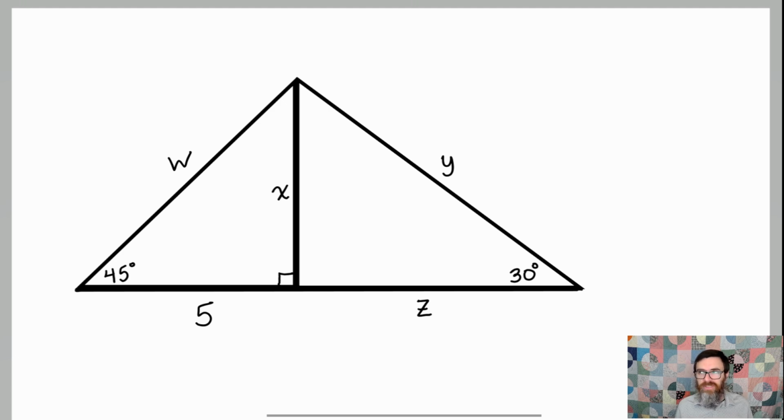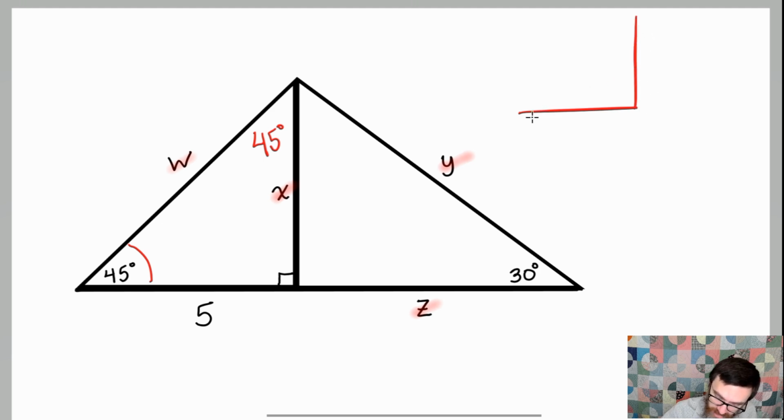This is a triangle that is made up of two smaller triangles. Even though they don't give us a whole lot, and there's a bunch of stuff that we need to find, like W and X and Y and Z, it's going to be okay, because here's what we know. We have a 45-degree angle right here. And because this is a right triangle, that means this guy is also 45 degrees.